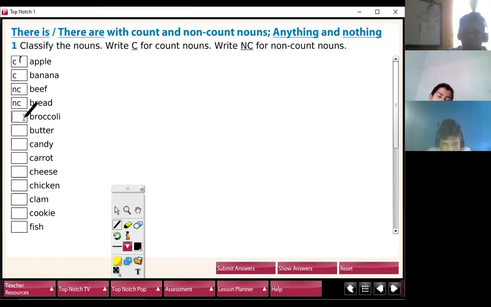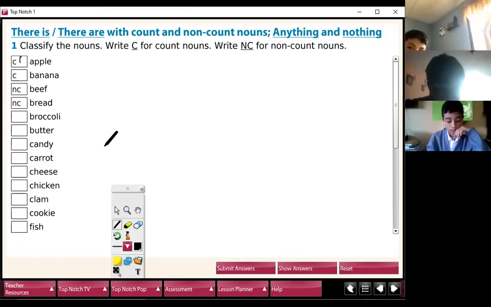Broccoli, specific fruit, broccoli. Count or not count? What do you think? Jonathan Alvarez. Sí. Sí, excellent. Thank you, Alejandro. Okay.